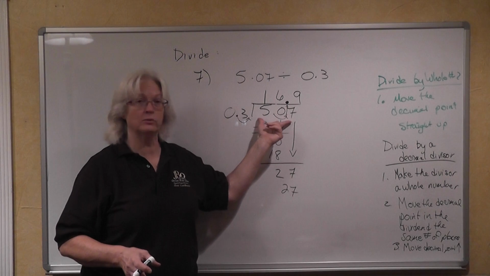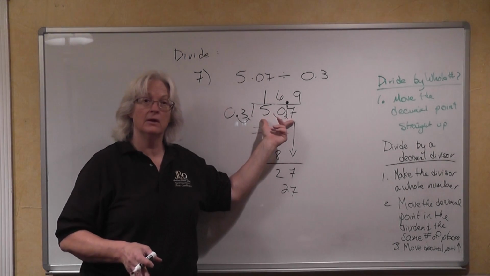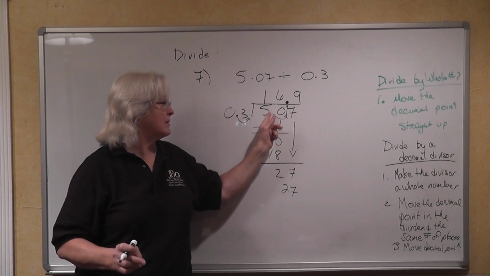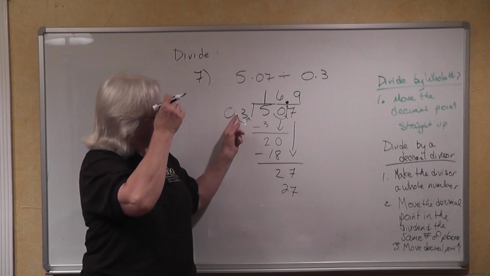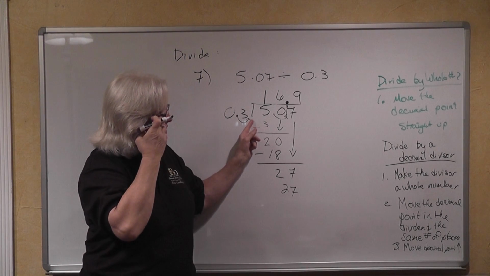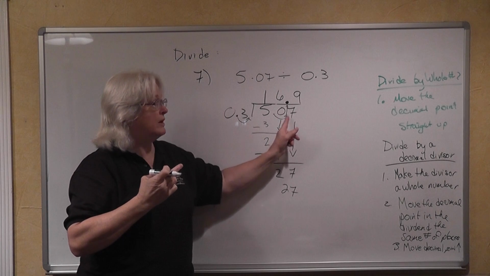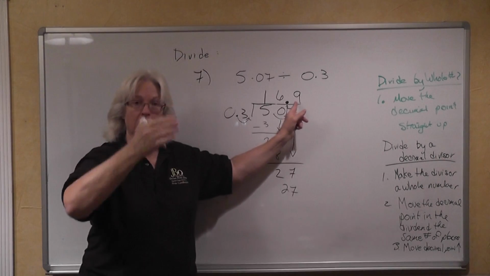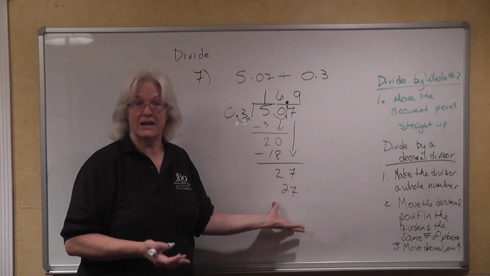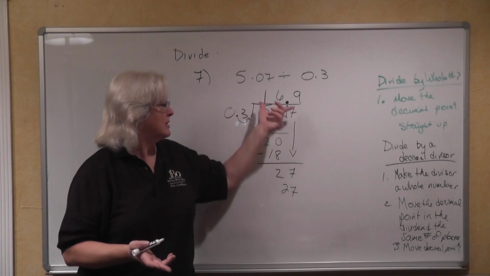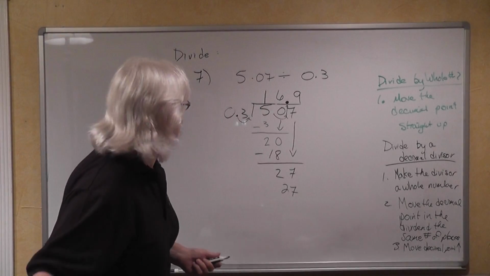Then you have to adjust the location of your decimal point in the dividend by moving it the same number of places. Move this the same number of places to the right, which was 1, and then you move your decimal point straight up. Do your division as if you were dividing whole numbers. You end up with 16 9/10 as your solution.